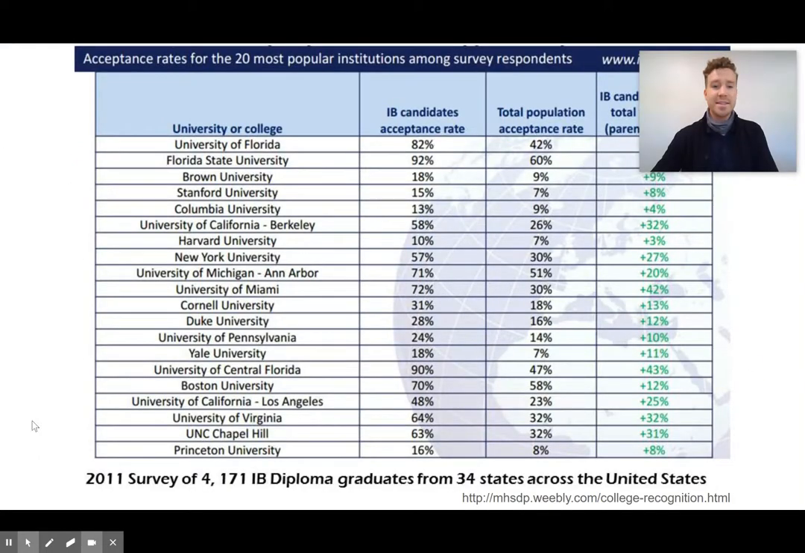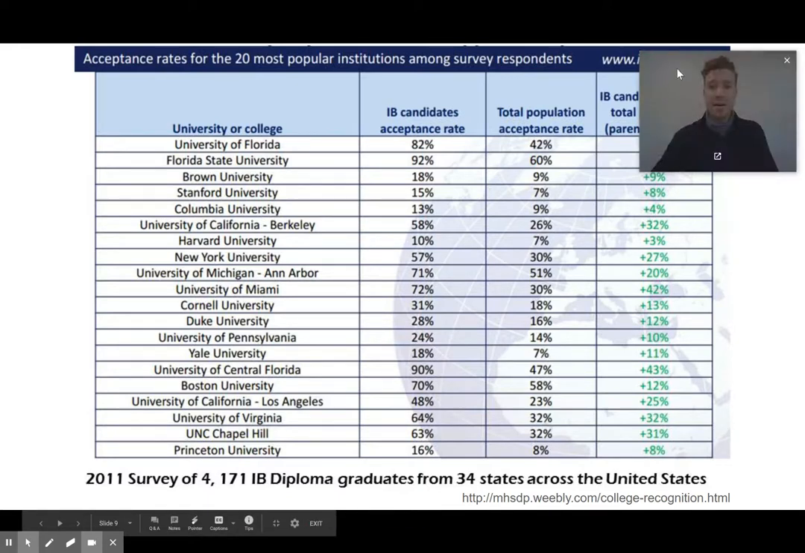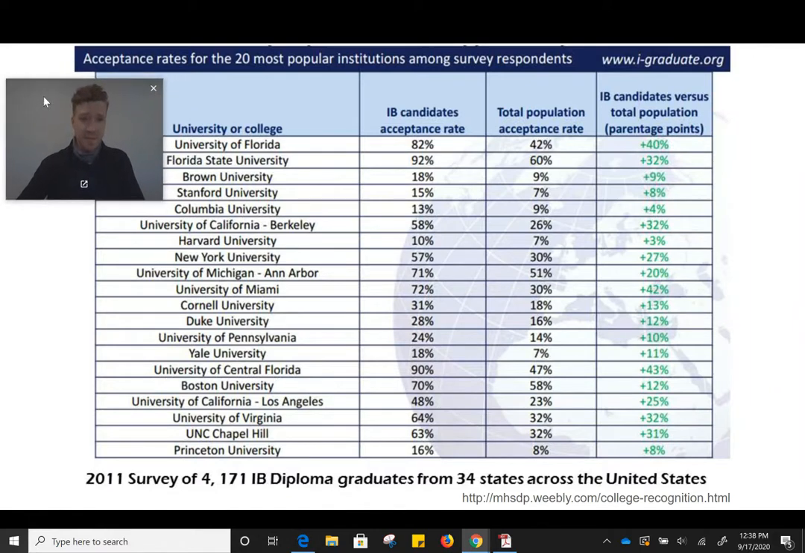What you can see here, this survey is a little old, but it does bring a point that is still true today. What you see here is a list of universities and colleges with their IB acceptance rates for students coming in, those applying as freshmen, and the total population acceptance rate. And you can see across all of the universities listed here, IB candidates have a greater percentage chance of being accepted into these schools, because schools are beginning to recognize that the quality and capacity of IB students and students coming out of City is something that they want on their campuses.